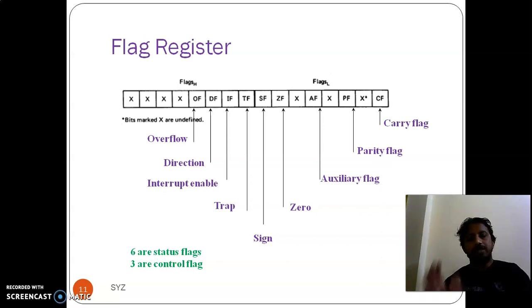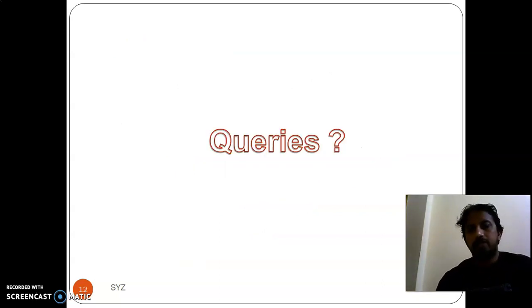Remember here, the 6 flags are under the control of the instruction. Once an instruction is executed, the flags are affected accordingly. These are also called status flags because they give the status of the program. And you have 3 flags called machine control flags, which let you control the processor. The trap flag is for single step execution, the direction flag is used in strings, and the interrupt flag, as you know, is set high when you go for an interrupt.